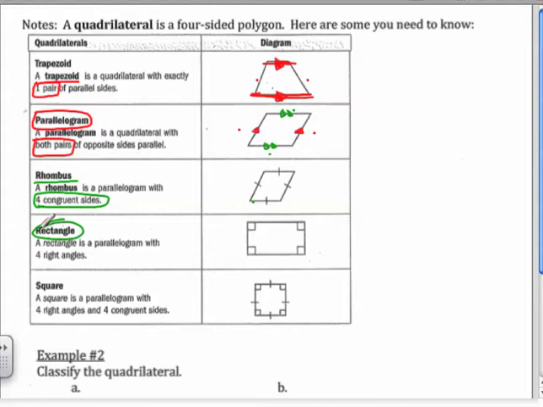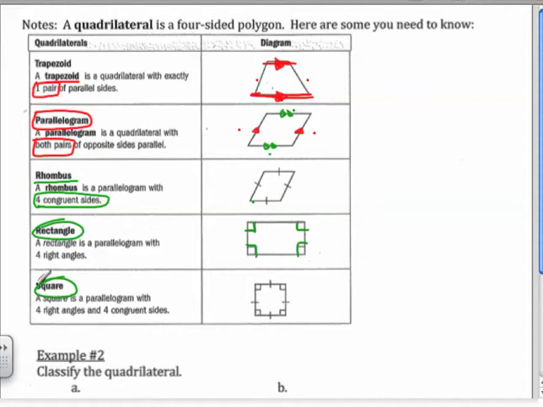A rectangle is a parallelogram where all the angles are equal. Not the sides, but the angles. And then the most special of all is a square. Oops, sorry. The most special of all is a square because it's a rhombus and a rectangle. Do you see that? Yeah. A square is a rhombus because it's a quadrilateral and it's a parallelogram and all its sides are equal. But it's also a rectangle because it's a quadrilateral, a parallelogram, and all its angles are equal. We would say that it is a regular parallelogram.